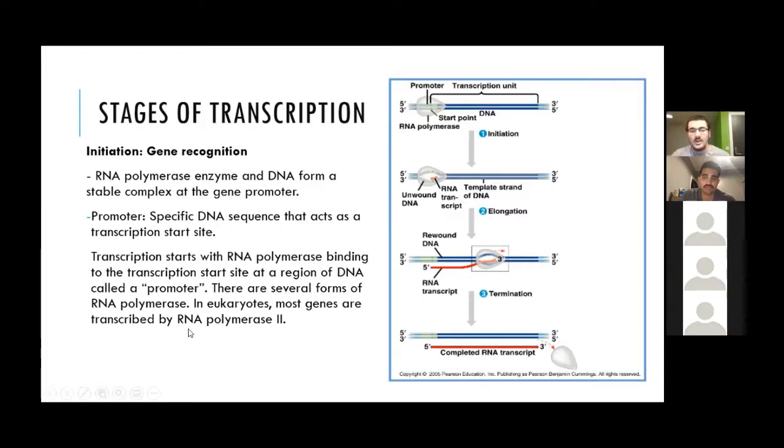to be specific, in eukaryotes, RNA polymerase 2 is what transcribes our genes and our DNA, mostly anyway. And the promoter region is where the transcription factors, the RNA polymerase 2, and other proteins hook onto the DNA and start the transcription process.